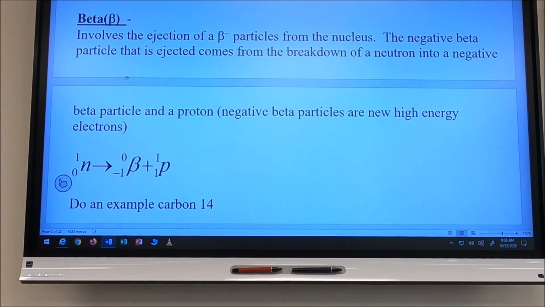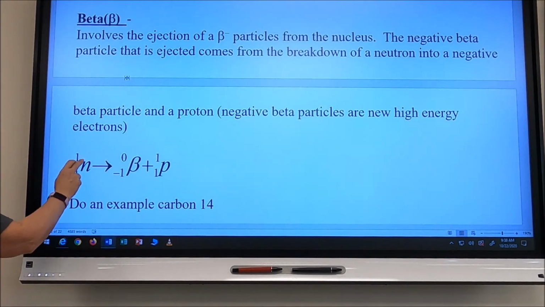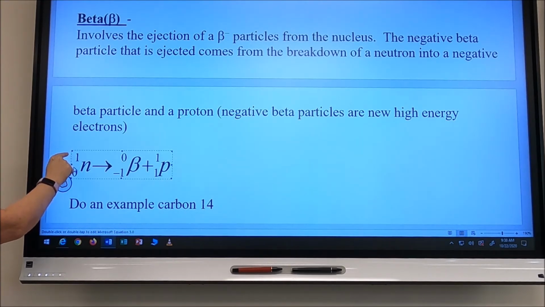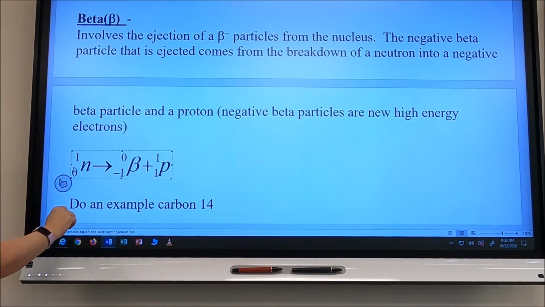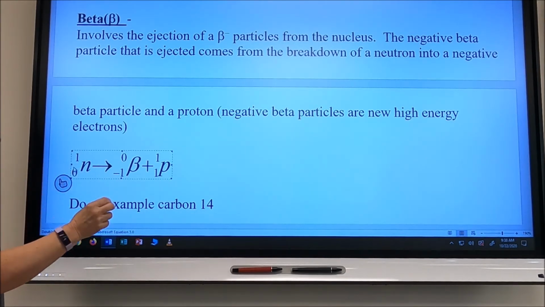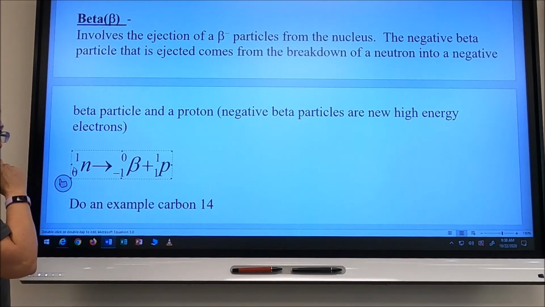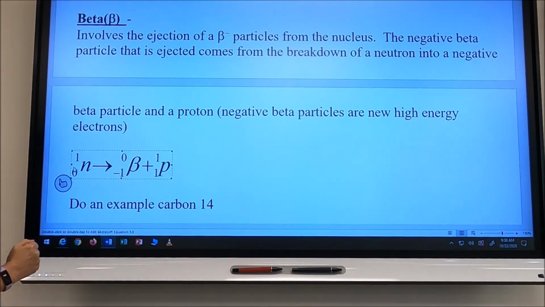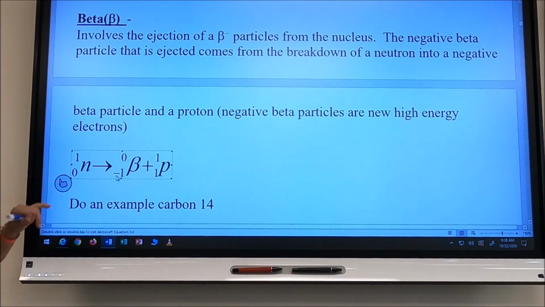Now, I want you to look at the symbols here. Neutron has no charge, so its atomic number is 0. And there's one of it, its mass is 1, so it's got a mass number of 1. The beta particle has an atomic number here of -1 because it's a negative charge and a mass of 0. And a proton, 1 and 1. So if you look at it, 0 plus 1 gives me 1, a -1 plus 1 gives me 0.